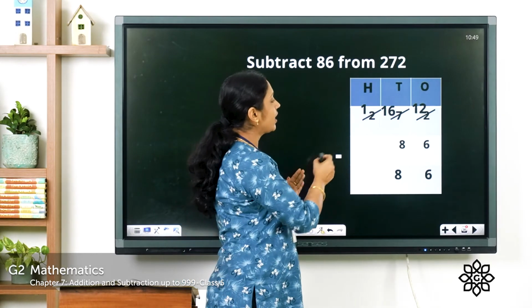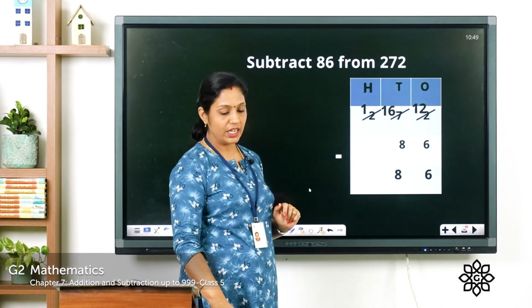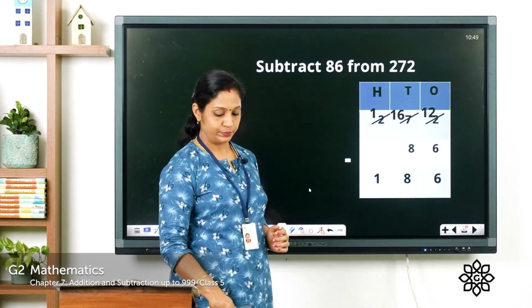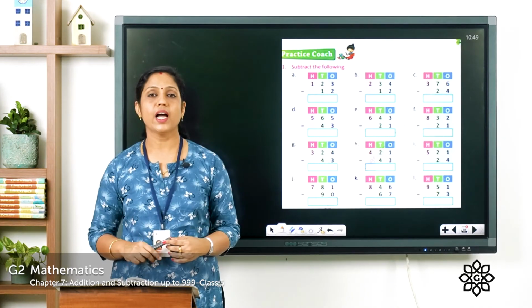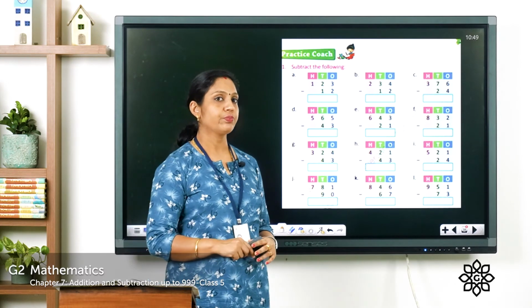Now we'll move on to the hundreds place. We have 1 here in the hundreds place that we'll write along with the answer, and we get the answer 186. In your textbook, page number 103, you can find this exercise, so you can open your textbooks.